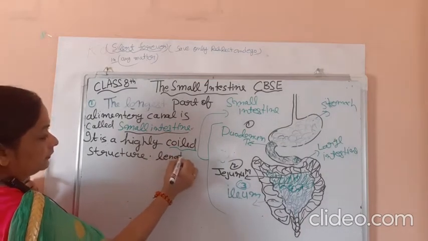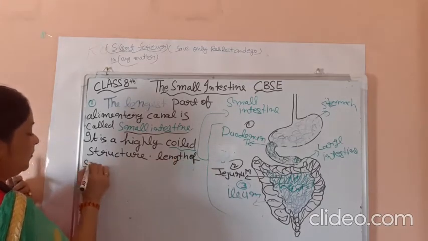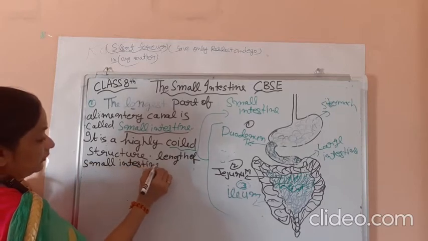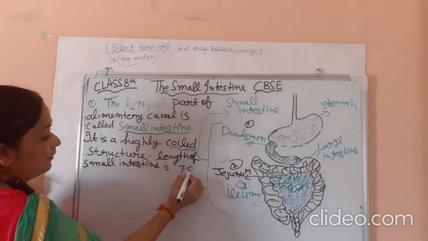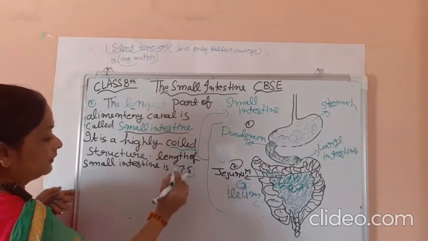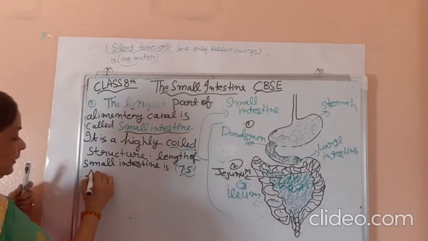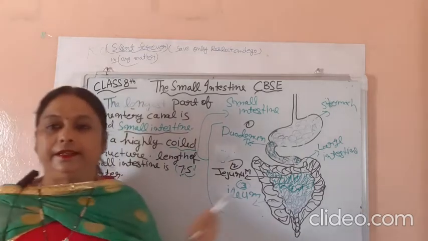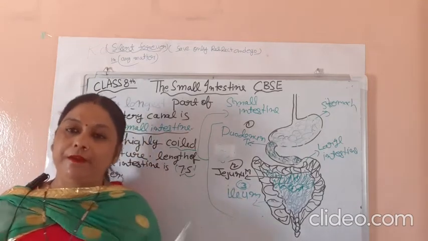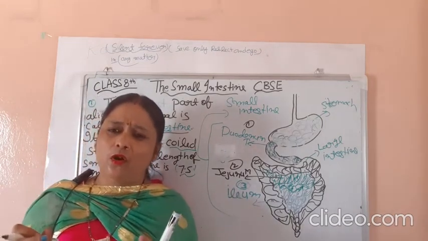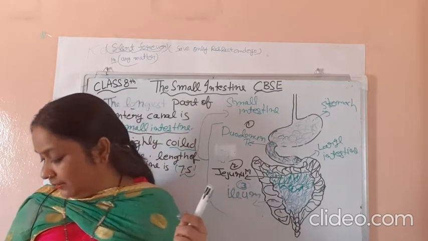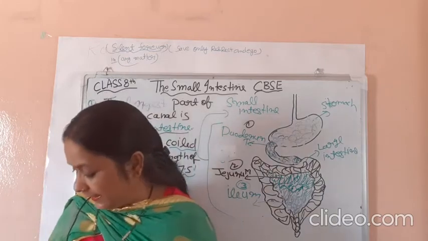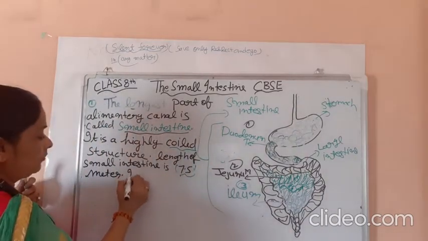The length of the small intestine is 7.5 meters. Underline this, 7.5 meters. It is a narrow tube-like structure covered with a large internal surface area. It is narrow.